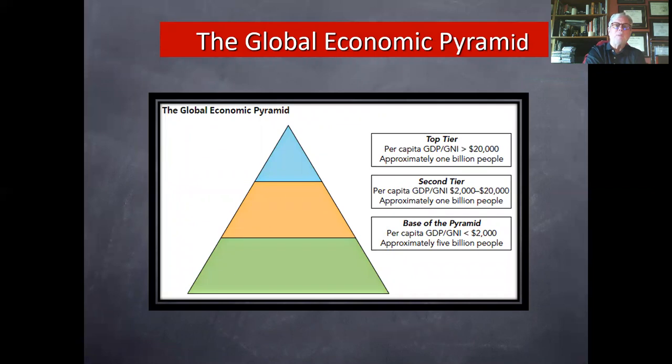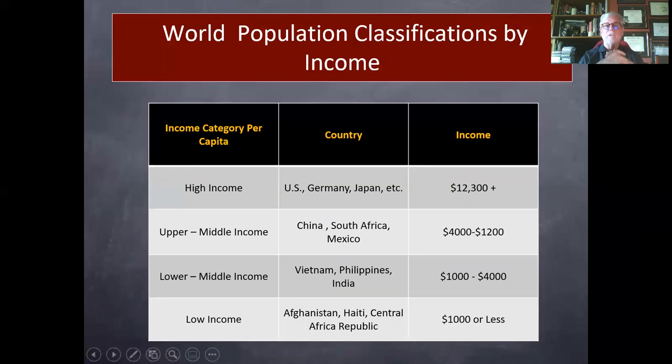And countries can be broken down into three categories, with GDP and gross national income: top tier, second tier, base of the pyramid. These are the poorest people in the world. And again, you can see some categories here.